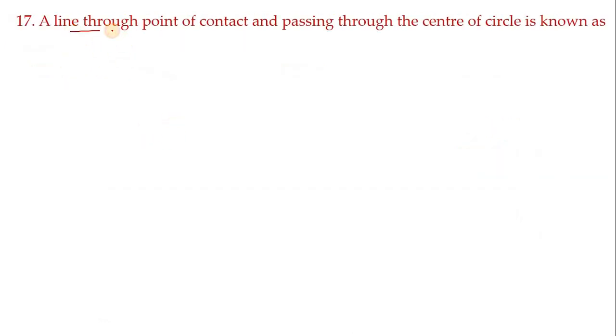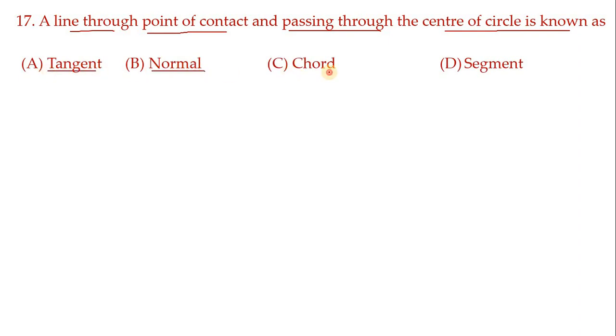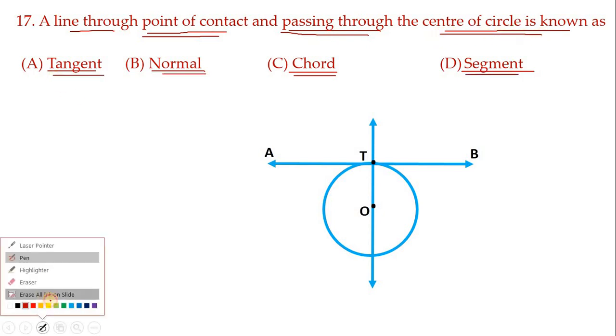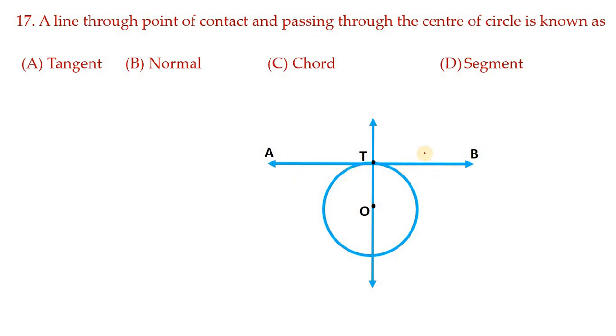A line through point of contact and passing through the center of circle is known as tangent, normal, chord, segment. So let me take a suitable figure to help you understand here too. Look at the figure. Here I have taken AB as the tangent. So as I draw a tangent, then only I will get the point of contact.